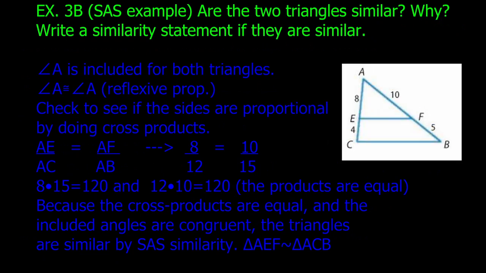Final example. All right, so this one is probably the hardest one of the SAS. Here, you're comparing the triangle AEF at the top, which is inset inside of the large triangle ACB. So the bottom part with the 4 and the 5 aren't part of a triangle. They're part of the trapezoid at the bottom. Okay, so angle A is included for both triangles. It's the angle at the top. AE and AF are known sides, 8 and 10.